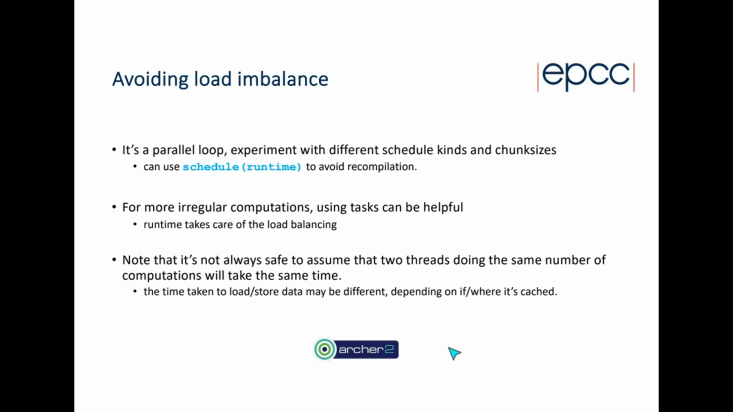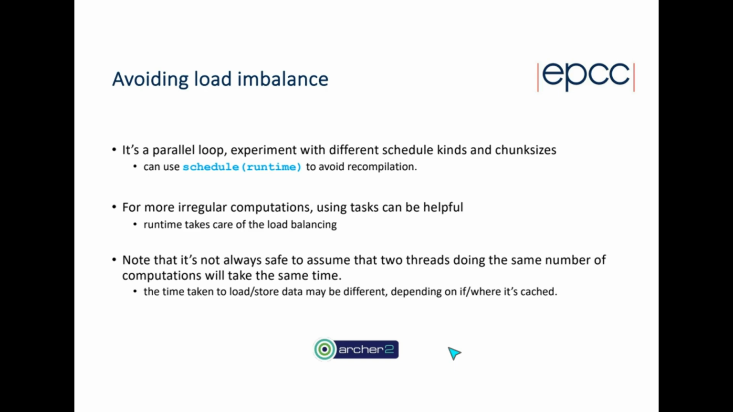So what can you do about load imbalance? Well, if it's a parallel loop, we can obviously experiment with the different schedule kinds and chunk sizes, and you can use the schedule runtime option to avoid recompilation. It allows you to set the schedule with an environment variable. We talked the other day about how, for irregular computations, using tasks can be helpful. The runtime is going to take care of the load balancing for you.